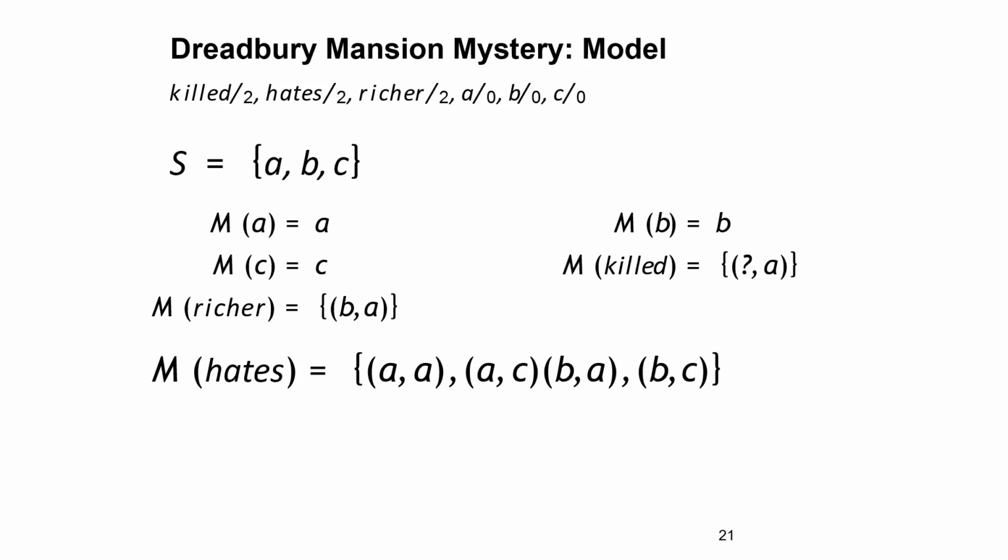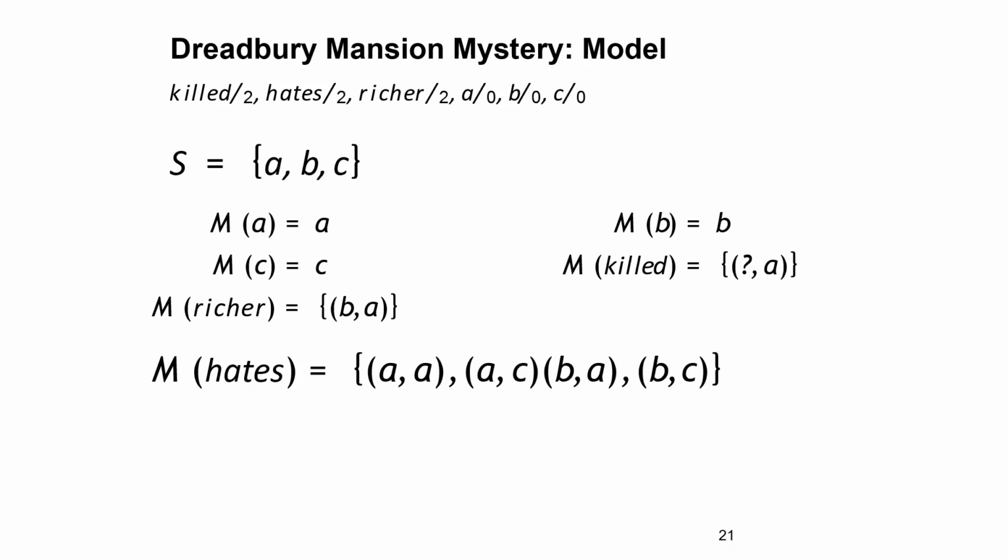So now this A is different from that A, because this A is the constant in our formula, and this A is the value in the domain that our model provides, right? And richer could be mapped, for example, to this predicate that only relates B and A, which would mean that only the butler is richer than Agatha. But that's not necessarily conforming to all those constraints. So these are just examples.